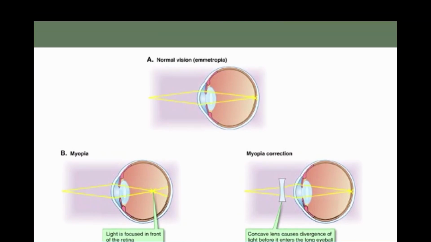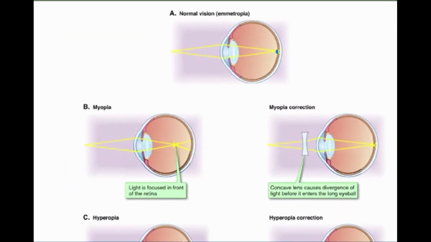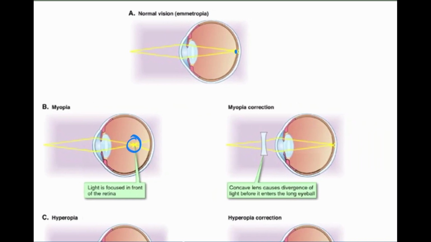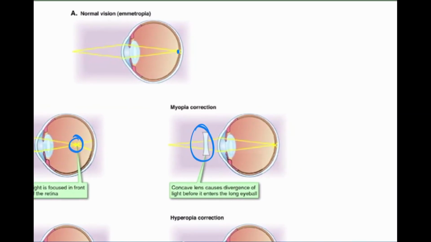So this was the normal one. The light comes in and it focuses right there on the retina. This is what happens in normal vision. With myopia, nearsightedness, that is where the focal point is. You see how far into the eye it is? This is nearsightedness. Okay, and then you correct with glasses, and now the focal point is back where it's supposed to be on the back of the retina.